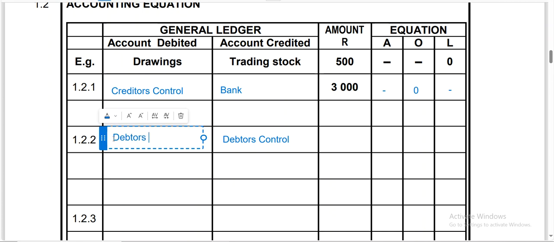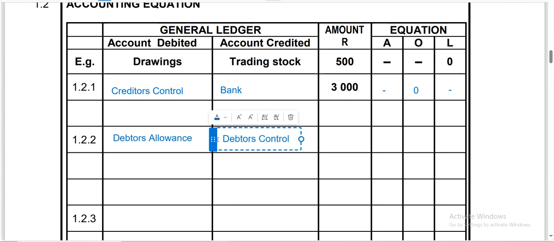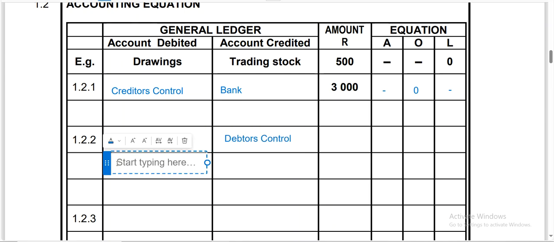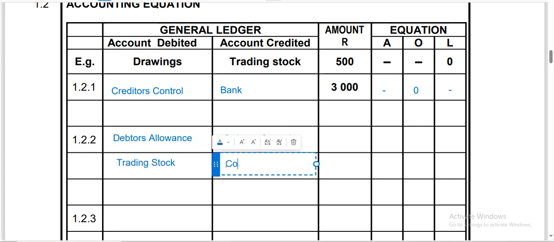If you look at your trial balance, we have debtors allowance here. Now remember, this debtor is bringing back trading stock, which means our trading stock is increasing. So we have your trading stock on the credit side, and then trading stock, remember, goes hand in hand with cost of sales. So the contra account will be cost of sales.